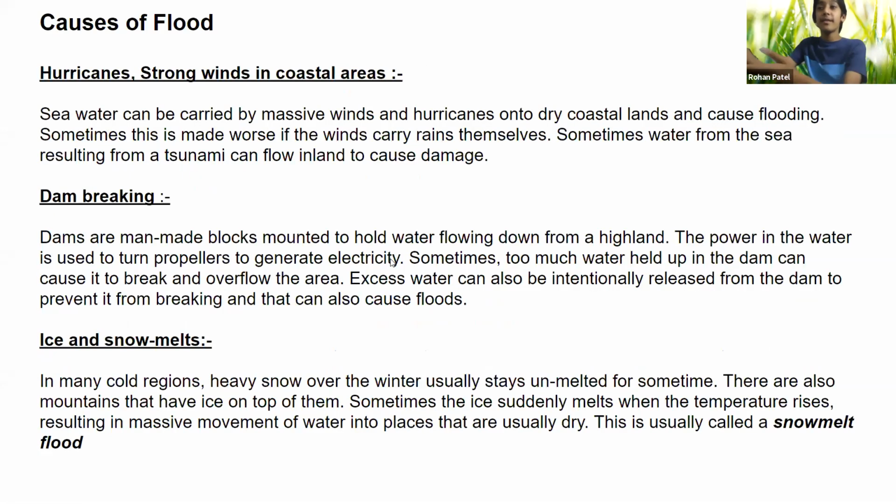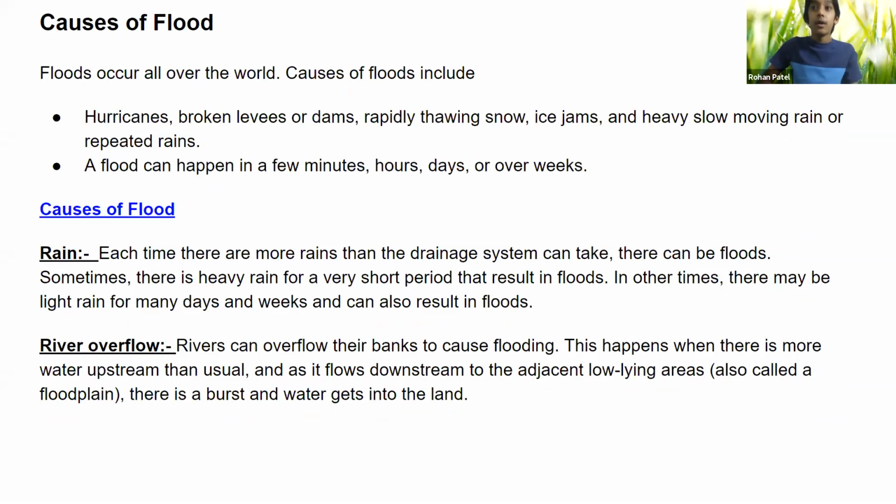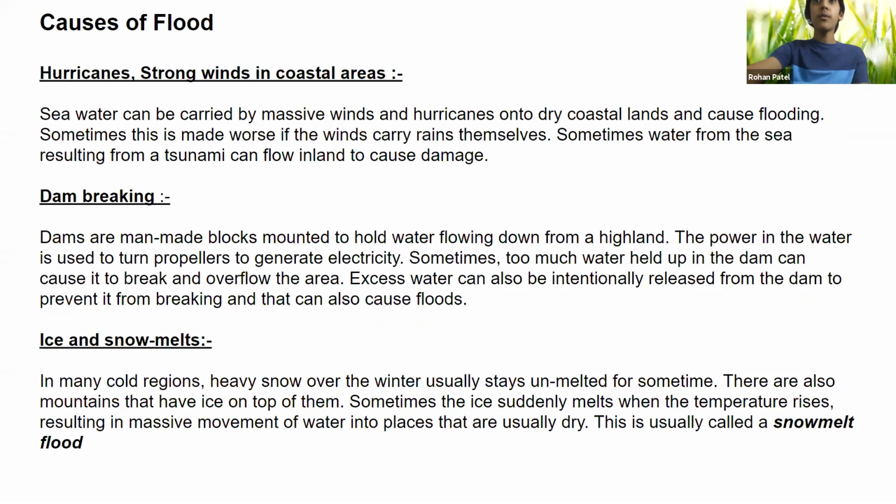Okay, so now that that was done, let's talk about hurricanes and strong winds in coastal areas. Seawater can be carried by massive winds and hurricanes onto dry coastal lands and cause flooding. Sometimes this is made worse if the winds carry rains themselves. Sometimes water from the sea resulting from a tsunami can flow inland to cause damage.